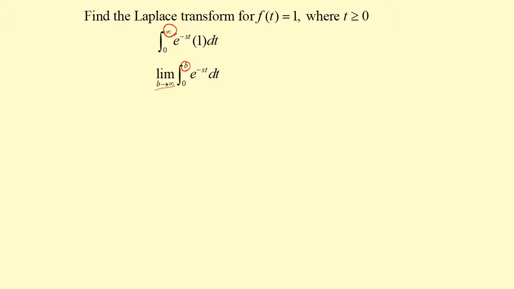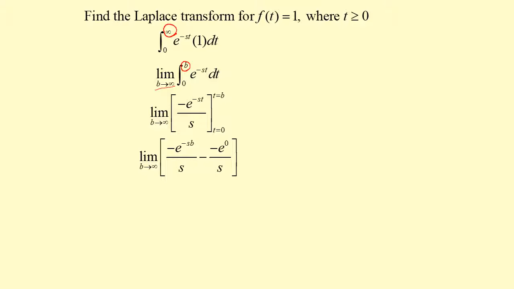We did these again back in Calculus 2, I believe it was. So the integral of e to the negative st would be e to the negative st divided by negative s, which we'll put the negative on the e and just leave the s on the bottom. Now we substitute the b and the 0, and then finally evaluate the limit of that. Well, the e to the 0, of course, is just a 1. So this whole term comes out to be just a positive 1 over s.